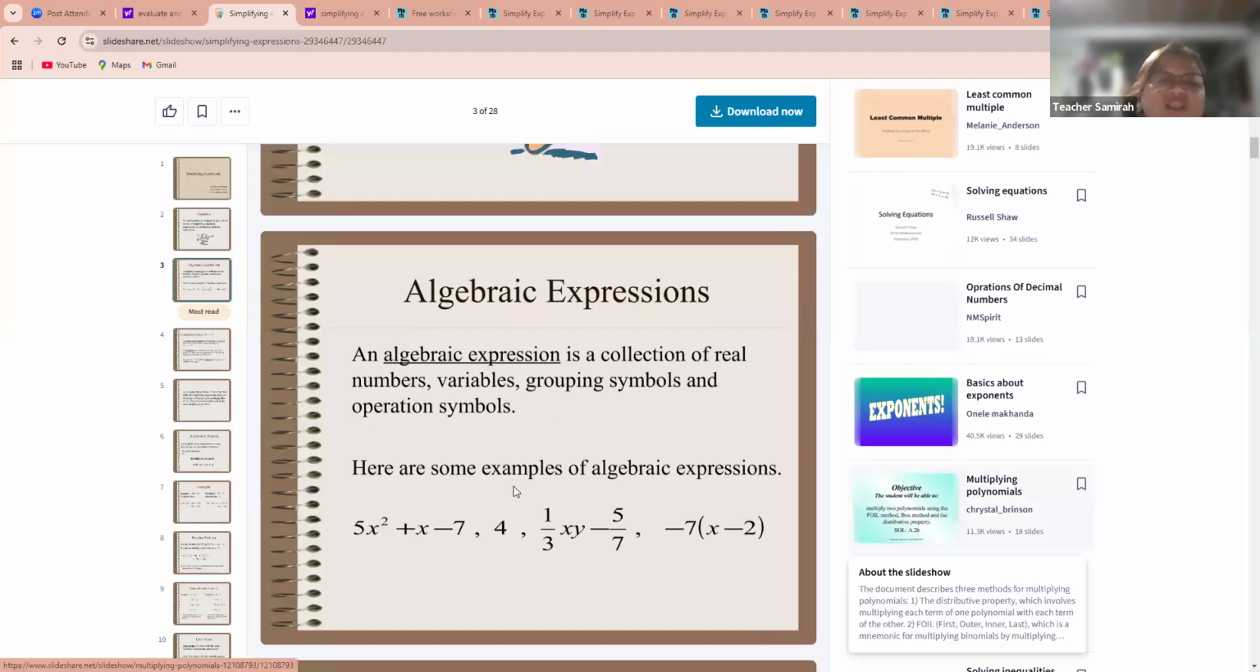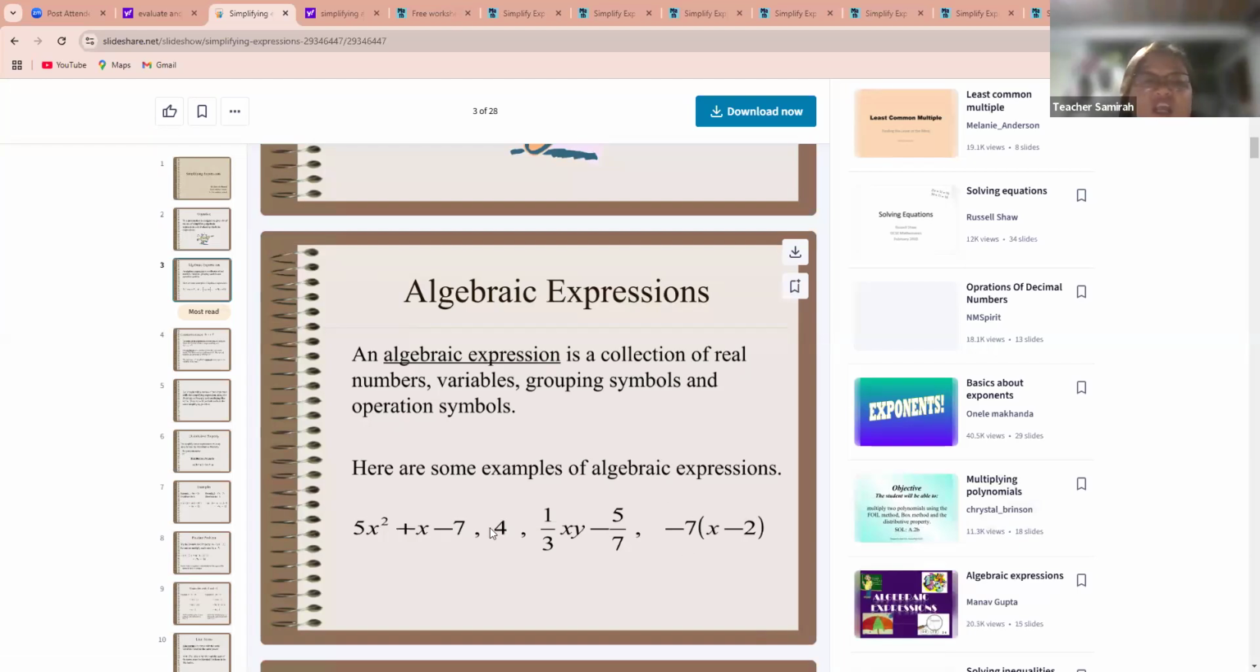Okay, so these are some examples of algebraic expressions. Take note, these are all algebraic expressions. We cannot call this an algebraic equation because it doesn't have an equal sign. If you can see an equal sign, it can now be called an algebraic equation. But since there is no equal sign in the given expressions, these are only algebraic expressions.